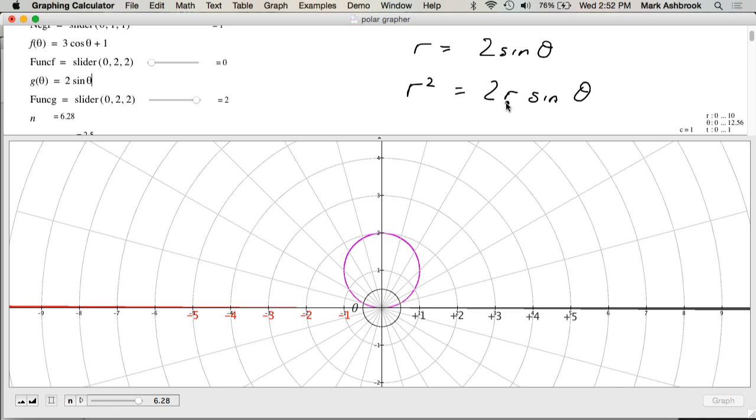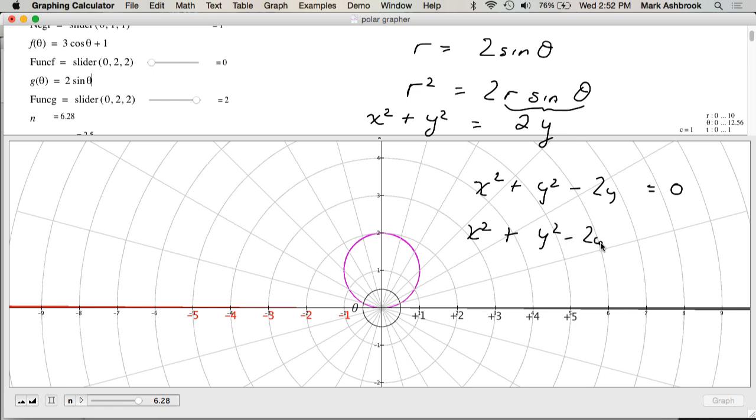All right, so if I multiply both sides by r, I've got r squared equals 2 r sine theta. What's that? 2y, right? Because that's r sine theta we said was y. And what's r squared? x squared plus y squared, Pythagorean theorem, right? And so then we've got x squared plus y squared minus 2y equals 0. Complete the square.